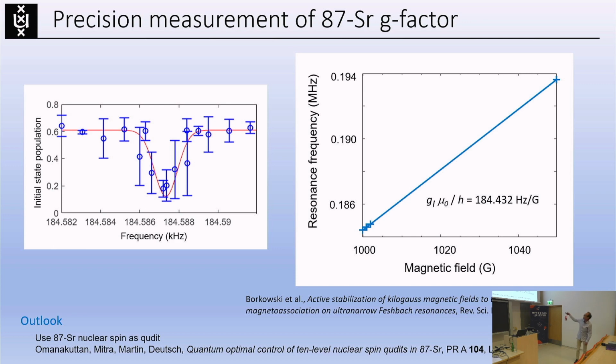And that is our stepping stone towards using the strontium nuclear spin states as a qubit by applying tensor shifts and then driving these RF transitions, which will be different between these different nuclear spin states.